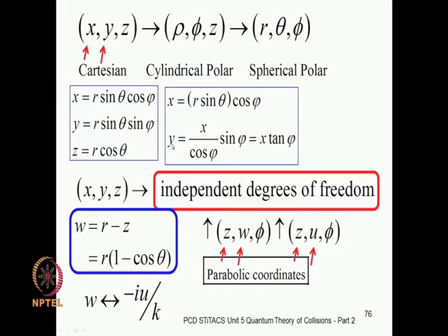Now, you have written y in terms of x, but as such, it does not make y dependent on x. These are independent degrees of freedom and they continue to be so. That is precisely what is happening over here: z, u, phi and z, w, phi, either the first set or the second set, the two being completely equivalent, are completely independent degrees of freedom.